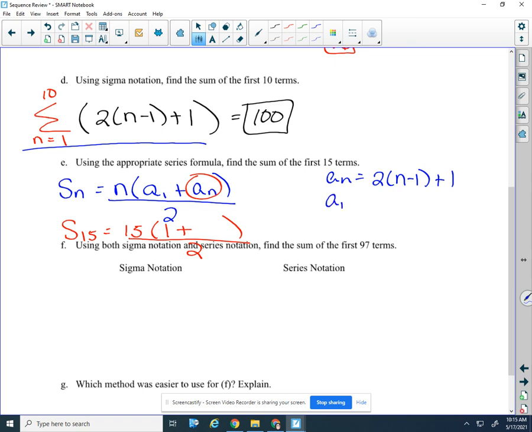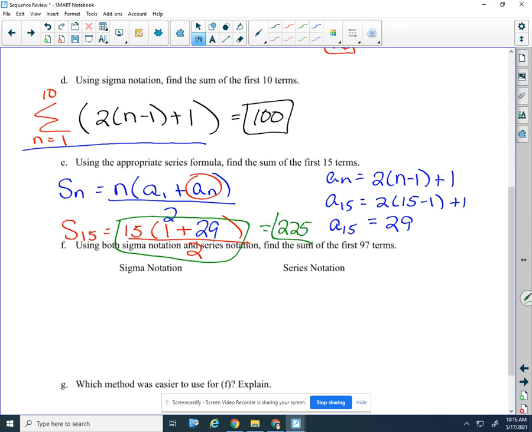And I'm doing the 15th. So plug a 15 in for n, 15 minus 1, and then evaluate that, and your 15th term is 29. Now at this point, we can just put this into our calculator. 15 times 30 divided by 2, and you end up with 225. Okay?